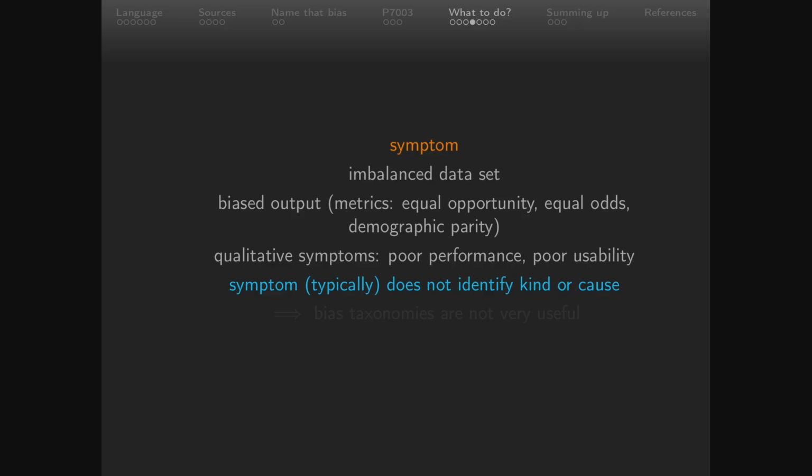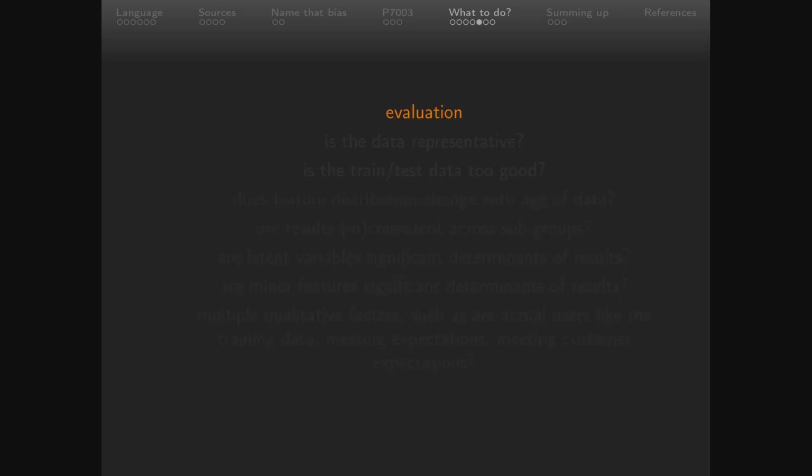As we've already emphasized, the symptom that we observe is not necessarily going to identify the cause, nor is it going to help us name that bias. We're only really going to know what the name of it is when we've got to the end of this process, which is why I say that, unfortunately, while they help us to some extent, bias taxonomies such as the NIST report or Mehrabi's paper are not actually very useful if we're trying to debug systems.